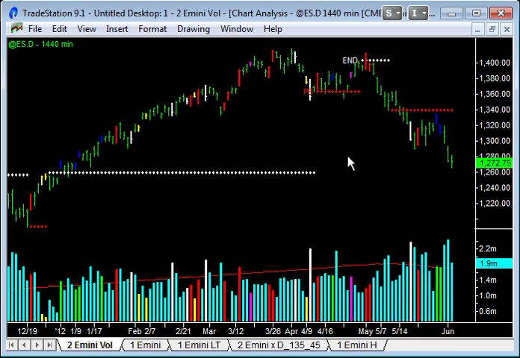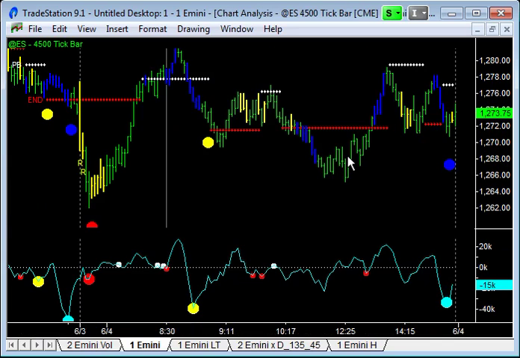Actually, what I want to talk about is how to trade congestion zones or ranges between support and resistance levels. The kind of classic one today. Just back it down to the 4,500 tip bar chart. This was today's activity. This was the open this morning.